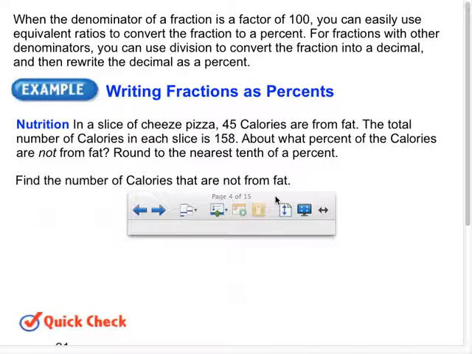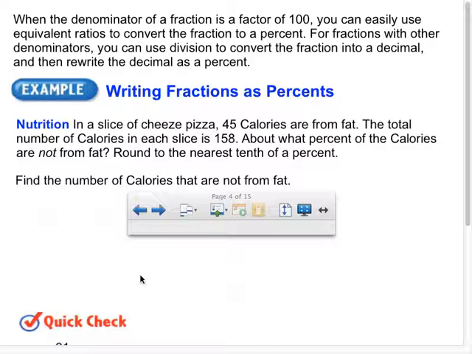Alexis? 5 over 158. Okay, so Alexis, you can get to the answer that way, but if you put 45 over 158, you're finding the percentage of fat. Do you understand? But that's not what it's asking. It's asking for the percentage of calories not from fat. So if 45 calories are from fat, and altogether we have 158 calories, we need to figure out the percentage not from fat. How do we find the percentage not from fat?